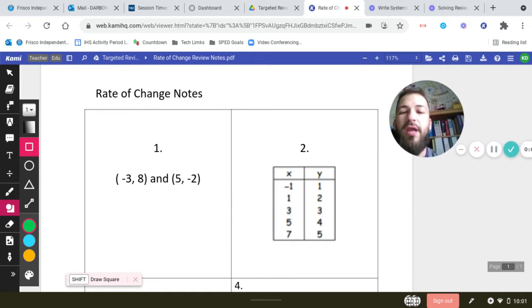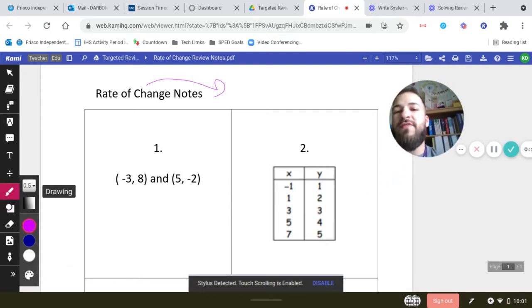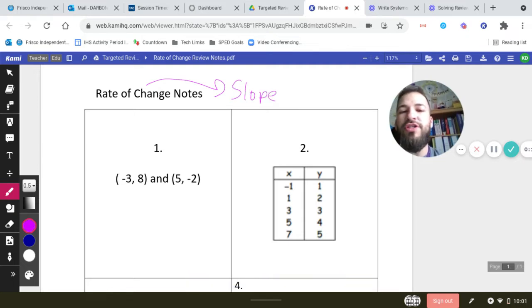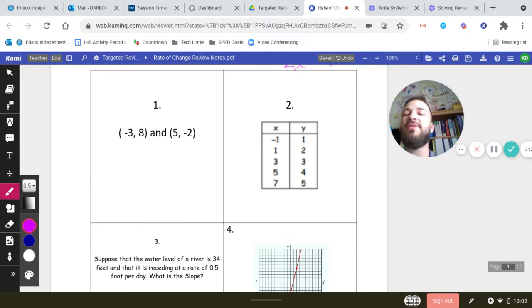Reminder with rate of change, anytime you see that word, rate of change just means slope. And remember, slope is our change in y over change in x, rise over run, all those good things, okay? So anytime you see rate of change, it just means the slope. Okay, so let's look at a couple of different ways: points, word problems, tables, and graphs.